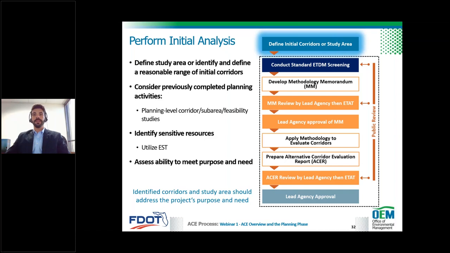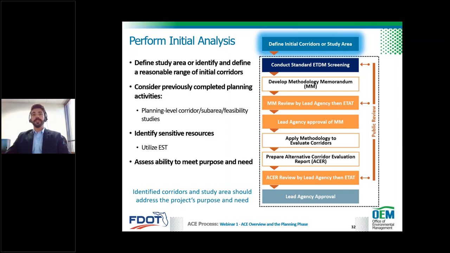As Sylvia pointed out in the previous slide about the project progression in the ACE process, you start with either a study area or corridors. This could involve some initial analysis, or it could be based on previous planning efforts. A starting point could be a master plan, a long-range transportation plan, and some projects may have a more detailed analysis from a planning study. Aside from the previous efforts, there are 2 main factors to consider when defining the study area or identifying corridors. One is the sensitive environmental resources, and the second is the purpose and need.